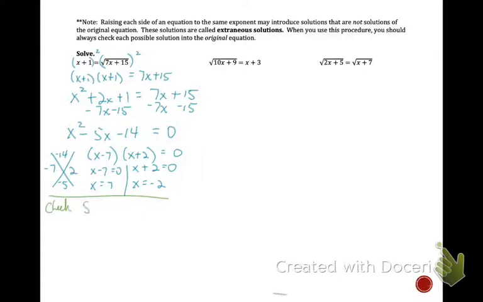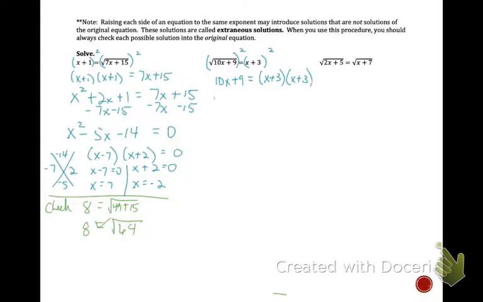So we'll plug in 7 for x into our original problem, and we get 8 equals the square root of 64, and that is true. 8 does equal positive 8. And then let's plug in negative 2. Oh, I forgot to do that, so I'll come back and do that in a moment. So we'll just leave that hanging.